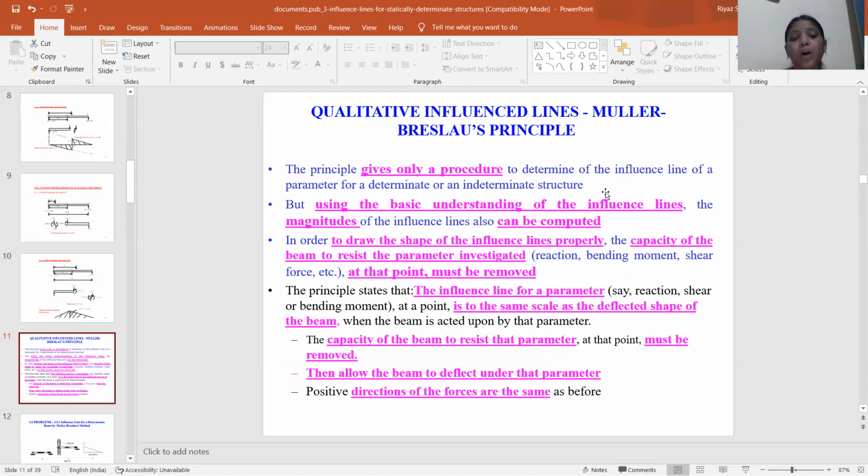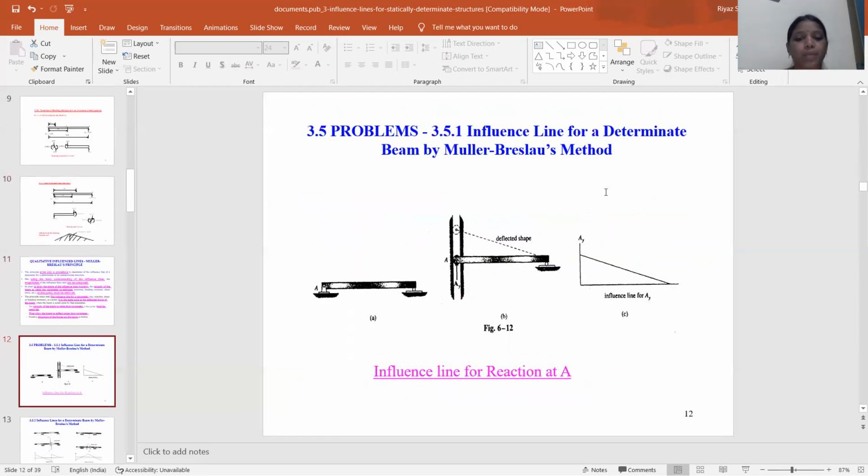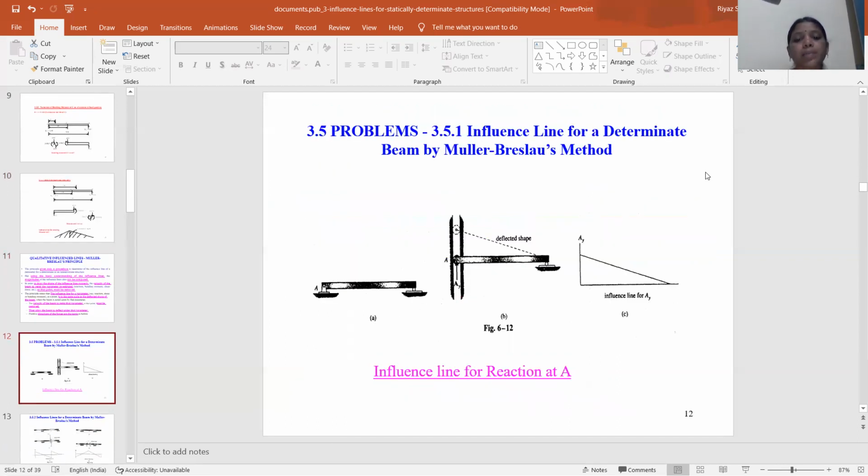In order to draw the shape of the influence lines properly, the capacity of the beam to resist the parameter, reaction, bending moment, shear force, etc. at the point must be removed. Then allow the beam to deflect under the parameter. So positive direction of the force is the same as before. So this is the Muller-Breslau principle method.